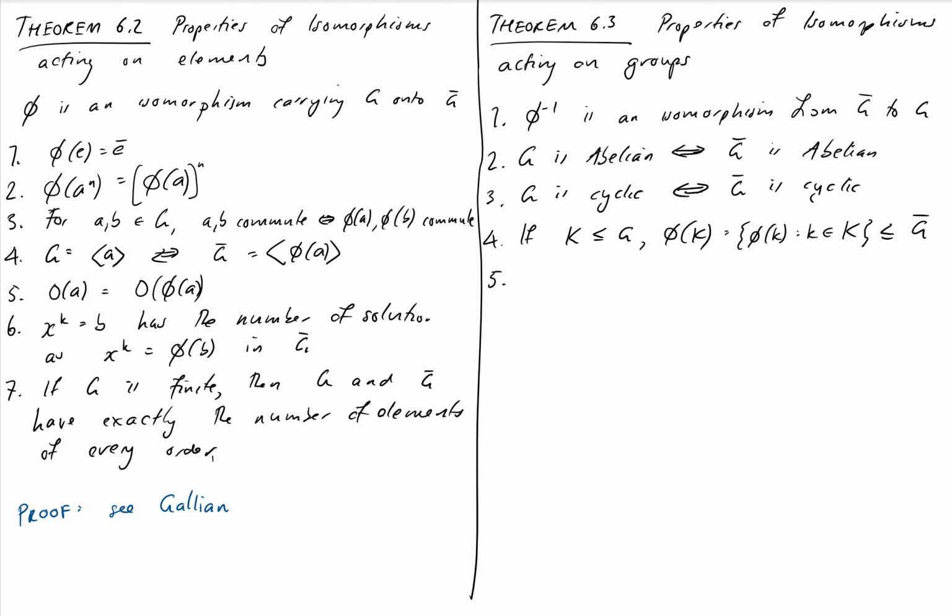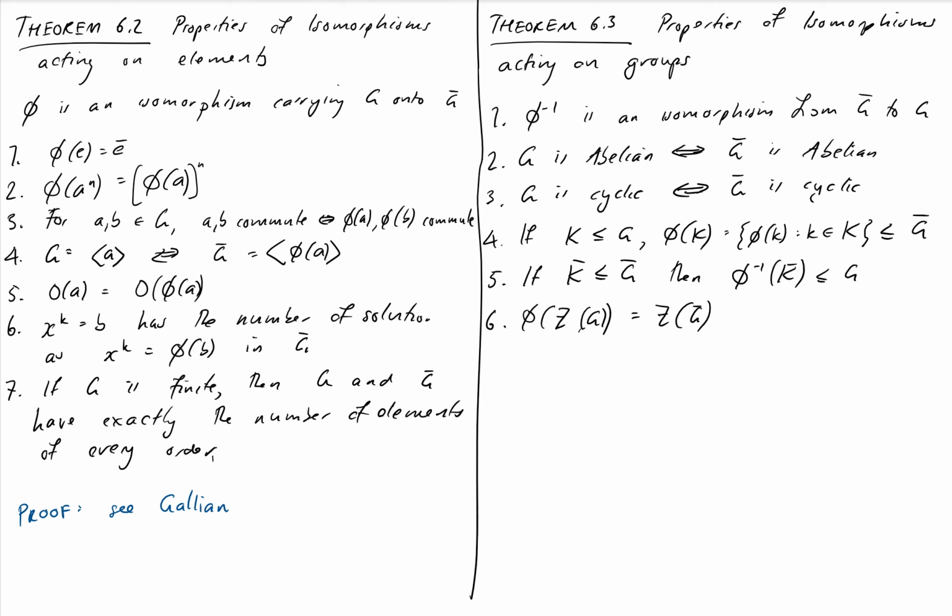Number 5. Likewise, same thing applies in reverse. If K bar is a subgroup of G bar, then it follows that the inverse map of K bar, defined the same way, is a subgroup of G. And finally, we'll make a statement about the centers, that phi of the center of our group is simply equal to the center of G bar.